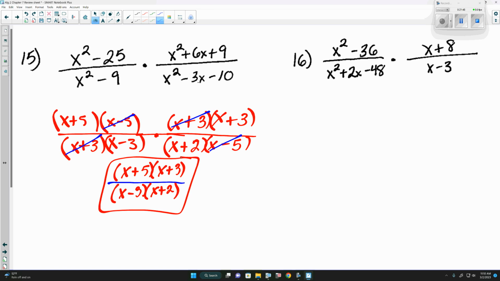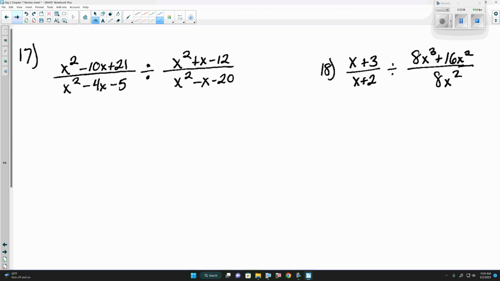Yep. The first rational expression on this one here would be the only one that factored, because the x plus 8 over x minus 3 is simplified. So we just simplify from there. Any questions over any of this here? We ready for division?